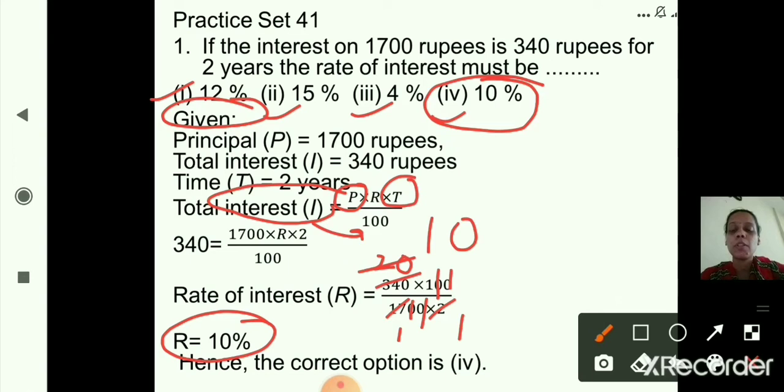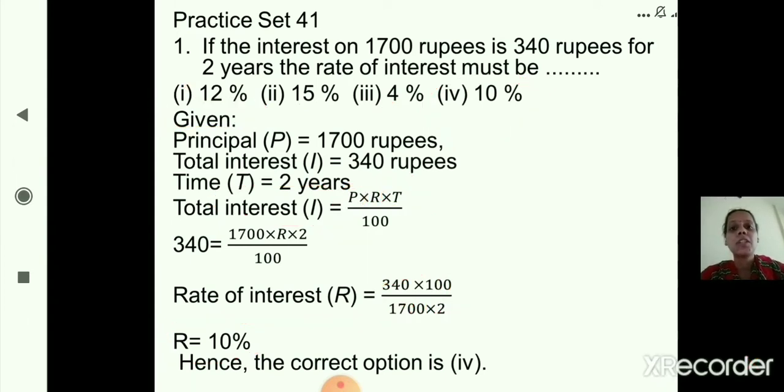So the 4th option is the correct one. At last, without fail, you will write down: hence the correct option is the 4th one. I hope we are clear with the first sum. So this is question number 1 from practice set 41. Now we will start with question number 2.